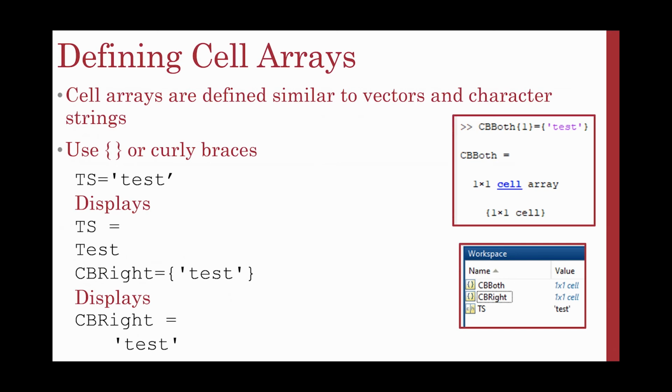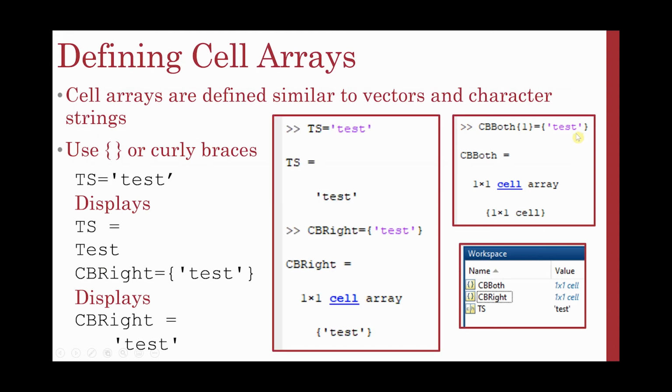If I define a variable CB right equals curly braces, the text that's going to display inside is actually in quotes, because it's going to tell you what kind of data is in that cell array. And over here I have a character that I said CB both of 1 equals test. See how it says test, and then CB right says it is a 1x1 cell array, and this is the data that's in it.